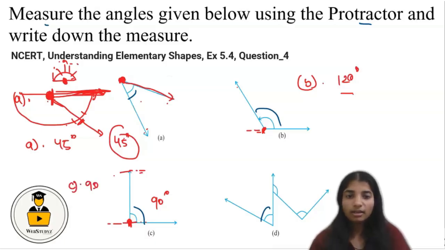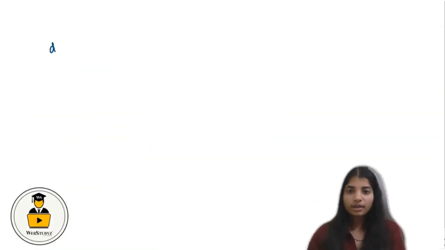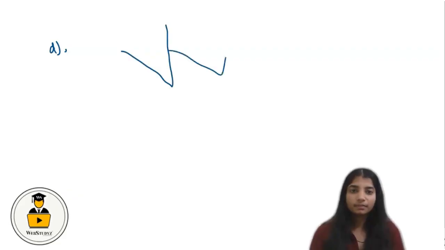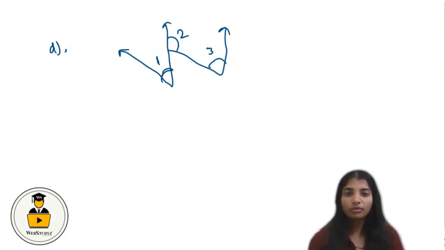Now look here at figure D. Here in this part we are given this figure. The figure is somewhat like this. We have to find out these three angles, 1, 2 and 3. Let's name them: this is angle 1, this is angle 2 and this is angle 3. Again we have to find out these angles using the protractor.